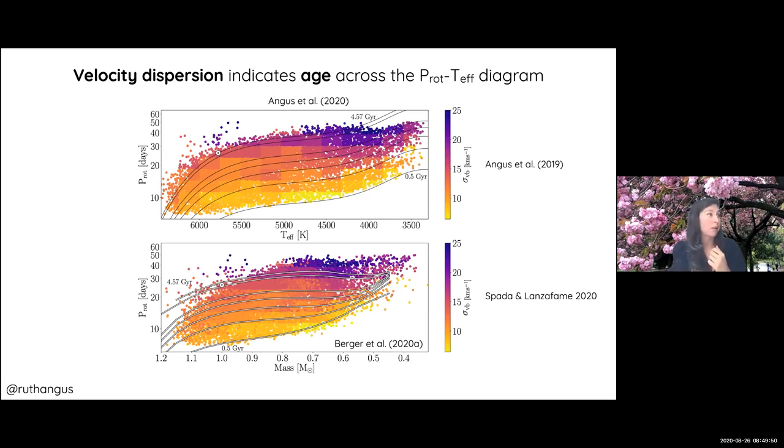I don't know if you can see my cursor, or if I've lost my cursor. Anyway, the models flatten out towards lower masses. If you look at around 0.6 solar masses, you can see that the models get kind of flat there, and that seems to be reflected in these field star data. The masses here, by the way, are from Travis Berger's catalog. The reason why the Spada and Lanzafame models flatten out there is because they account for non-uniform angular momentum transport in the interiors of stars, non-uniform over time and mass.